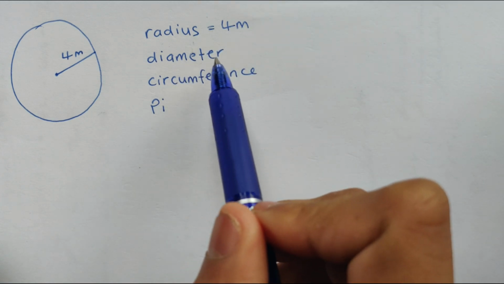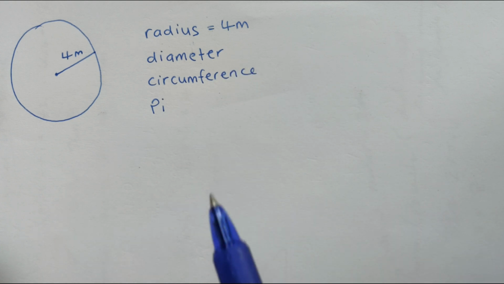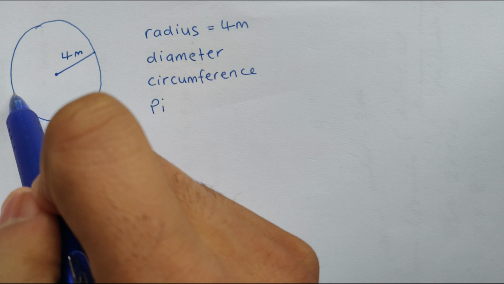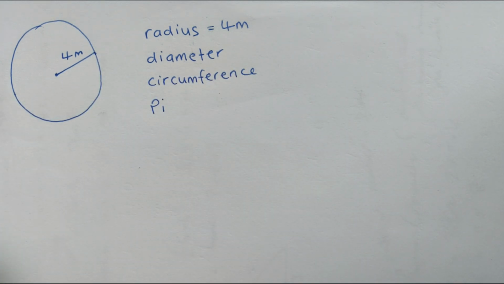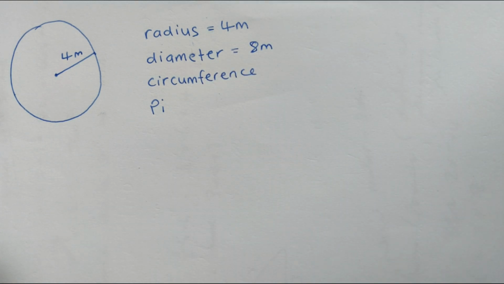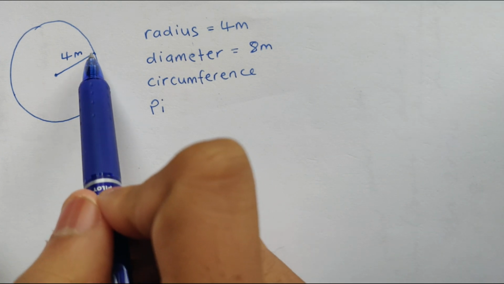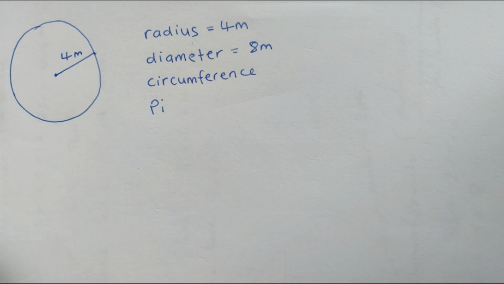Now the diameter. The diameter is a distance through the center of the circle from one side to another. So if I'm at this point, and I pass through the center to this point via a straight line, that distance is the diameter. And it's 2 times the radius. So in this case, it's 8 meters. The circumference is a distance all the way around the circle. So if I start at this point and go all the way around the circle, the distance I covered is called the circumference.